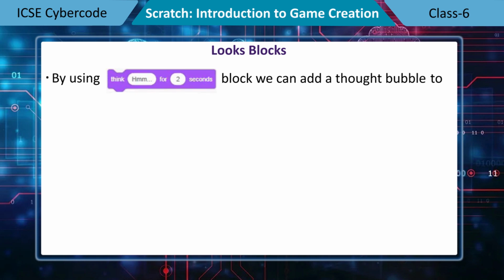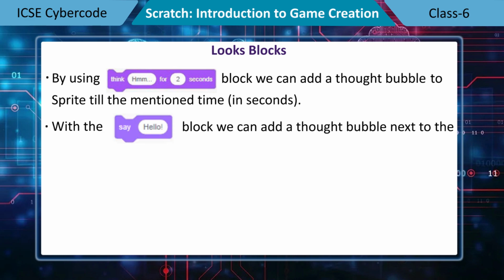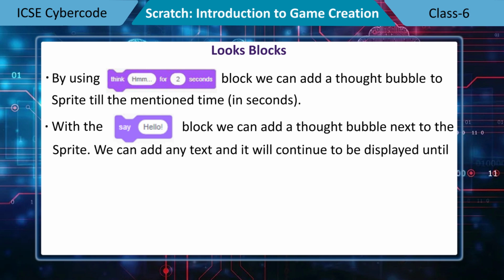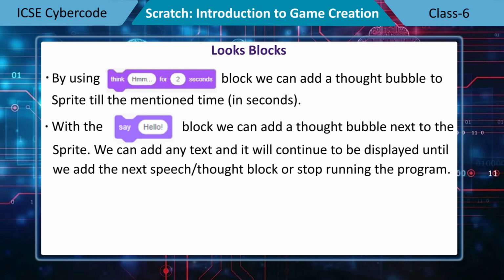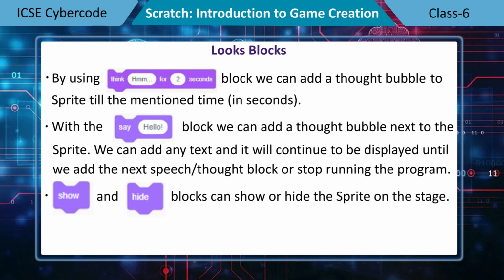By using think hmm for 2 seconds block we can add a thought bubble to the sprite till the mentioned time, in seconds. With the think hmm block we can add a thought bubble next to the sprite. We can add any text and it will continue to be displayed until we add the next speech or thought block or stop running the program. Show and hide blocks can show or hide the sprite on the stage.